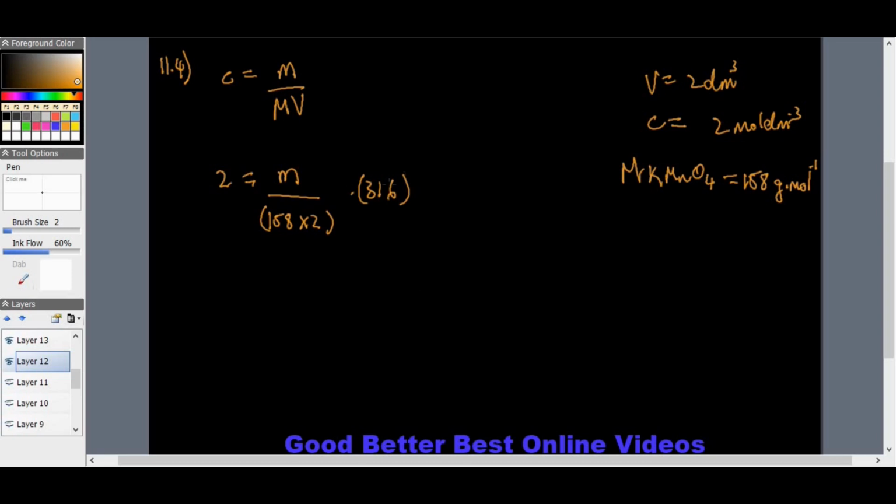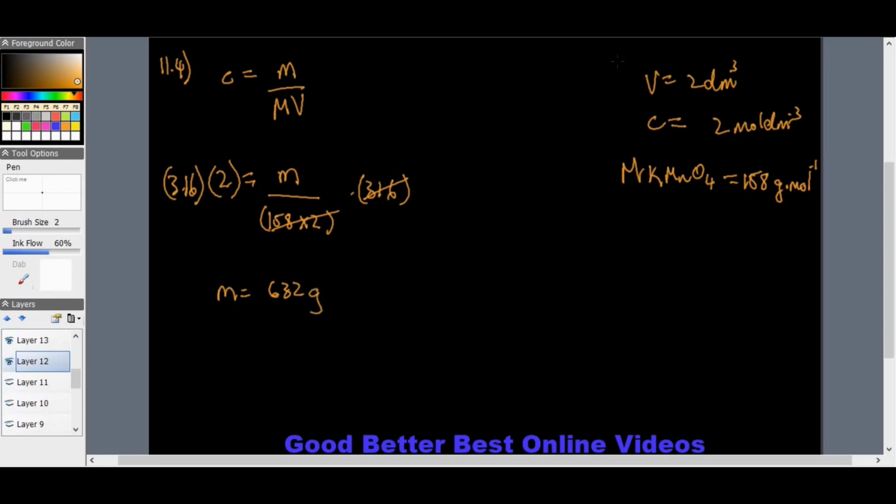Yes, that's correct. That cancels. That cancels as well. Multiply that by 2. I think everything's in the right units. And 316 times 2. So the mass should equal 632 grams.